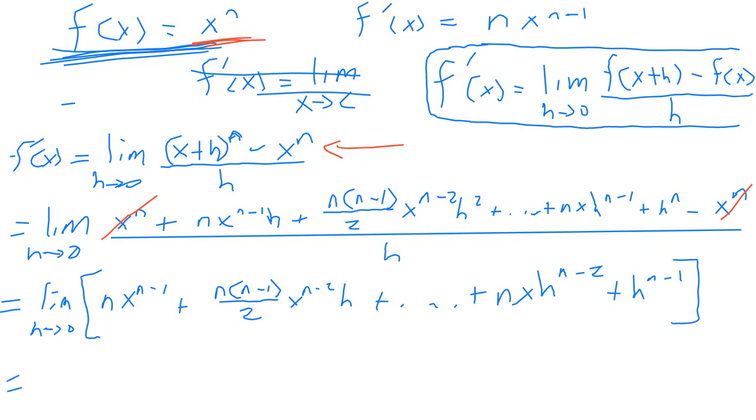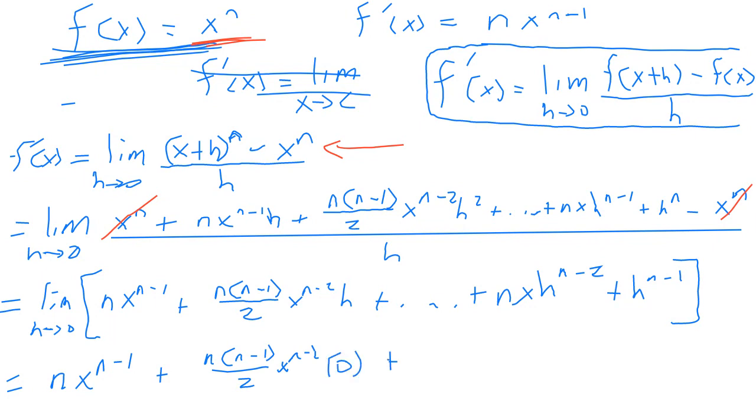So now we can input all the zeros for the h's. So we're going to get n x to the n minus 1, there's no h here, plus it's going to be n minus 1 over 2 times x to the n minus 2, but times what? Times 0.